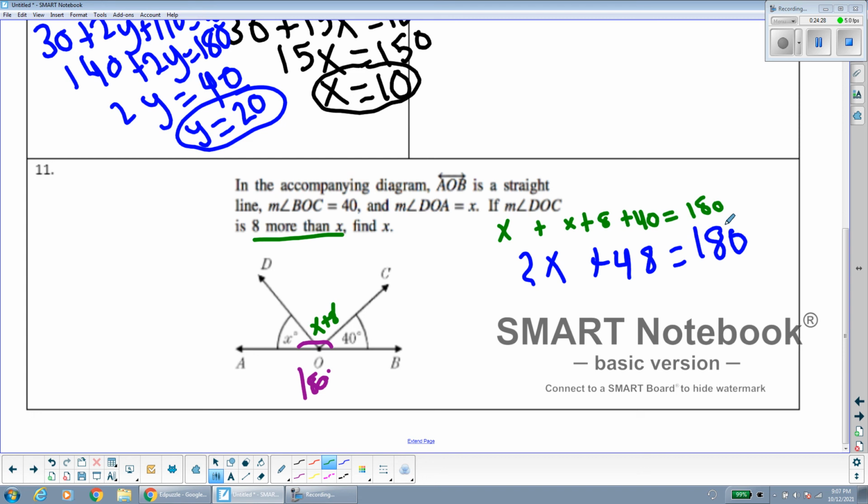And I get 132. So that's 2x is equal to 132. And all I have to do next is divide both sides by 2. And I get x is equal to 66. And all they wanted us to do was find x. So x is 66 here.